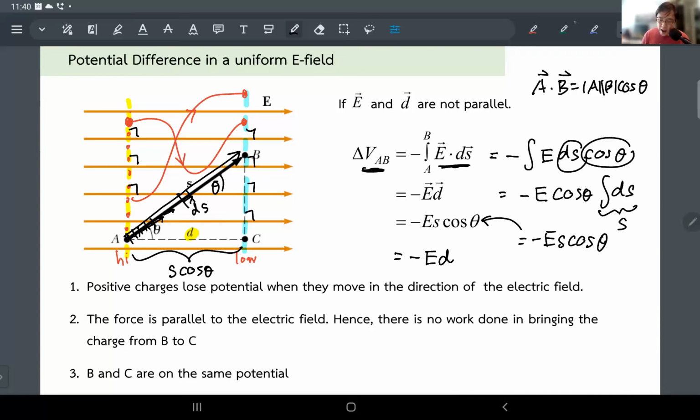So no matter where I go, I can go at a crazy angle, whatever angle. At the end, the component of the distance that I need is just the distance along the direction of the field. This is by the definition of the dot product. Okay, that's why I don't care. As long as the separation is d, I can jump from the yellow line to the blue line. The potential differences are all the same.